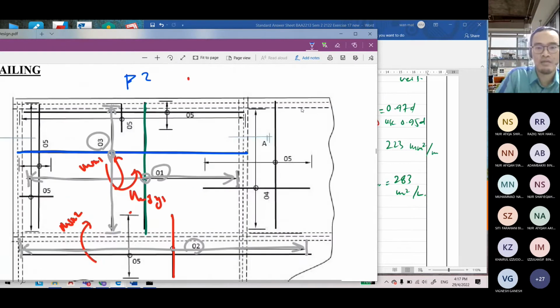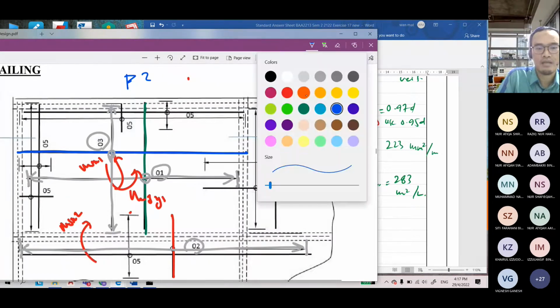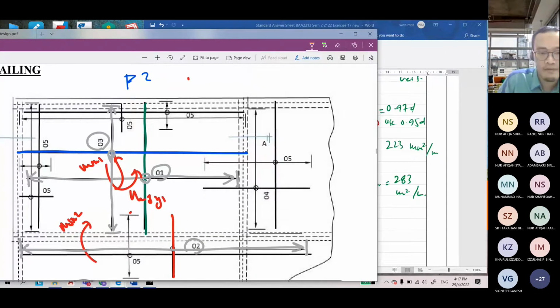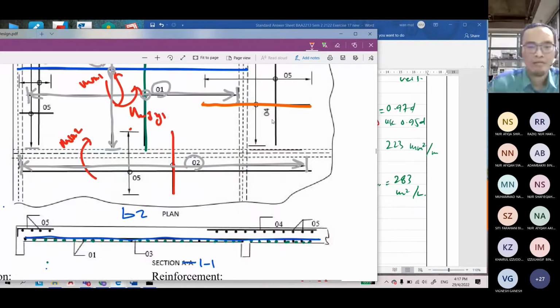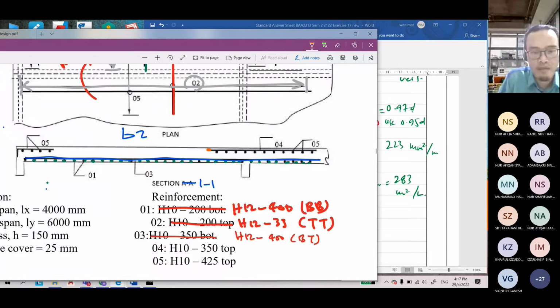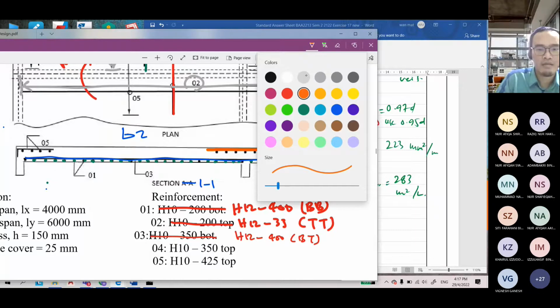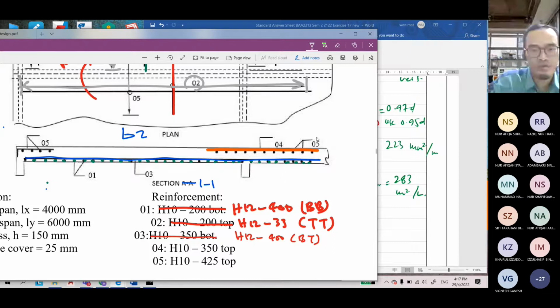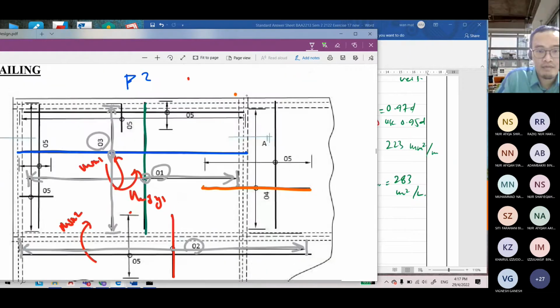So this one is the support. Let's say I use orange color. This one, support, here at the top. And then this is how to do the detailing. So this one.